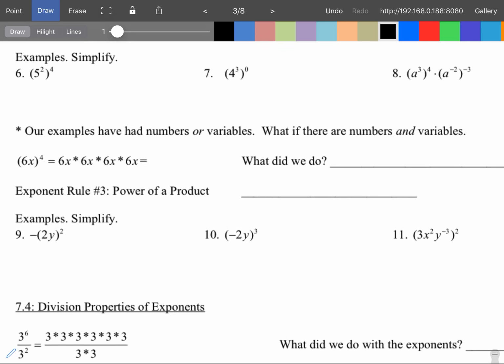Now, how do we describe that? We're going to put the exponent on each factor.